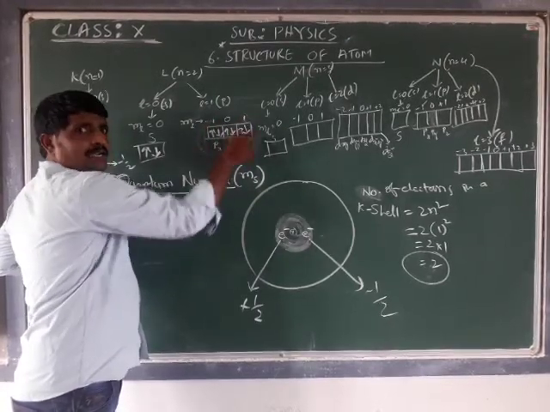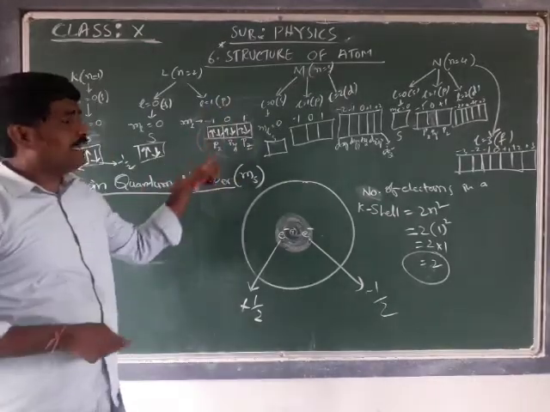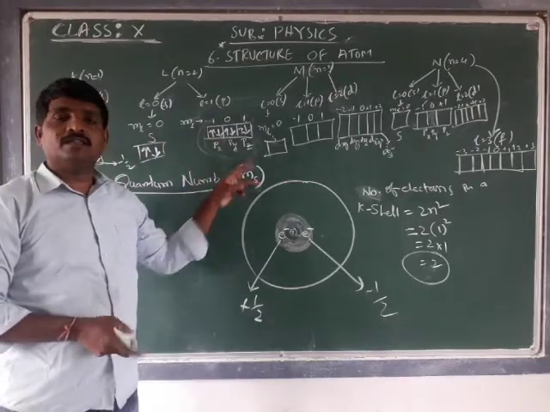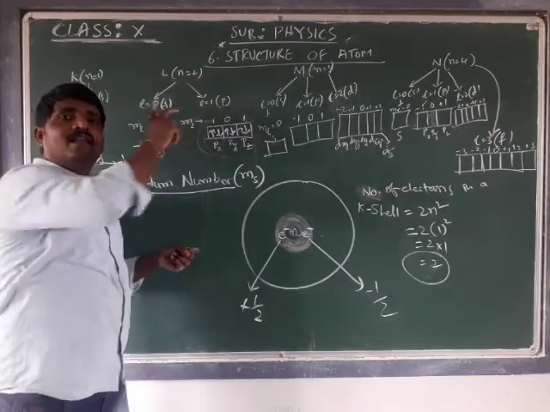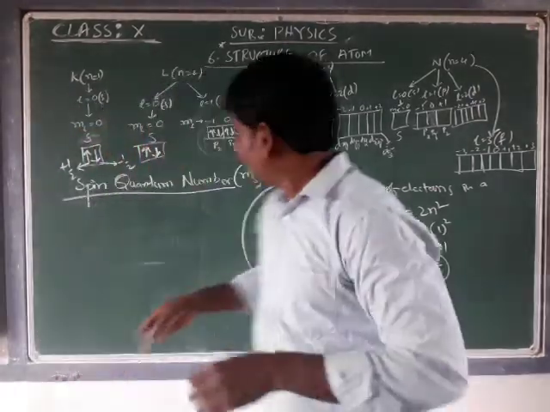In total, in p I can fill 6 electrons. Px 2 electrons, Py 2 electrons, Pz 2 electrons. That means in the p subshell I can fill 6 electrons. Are you able to follow? Try to understand this. Very important.